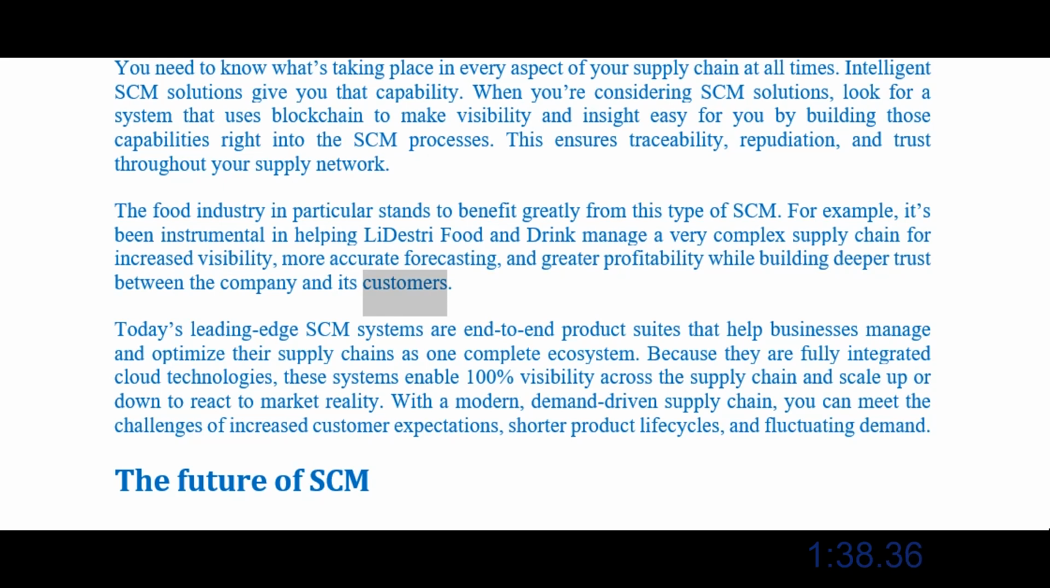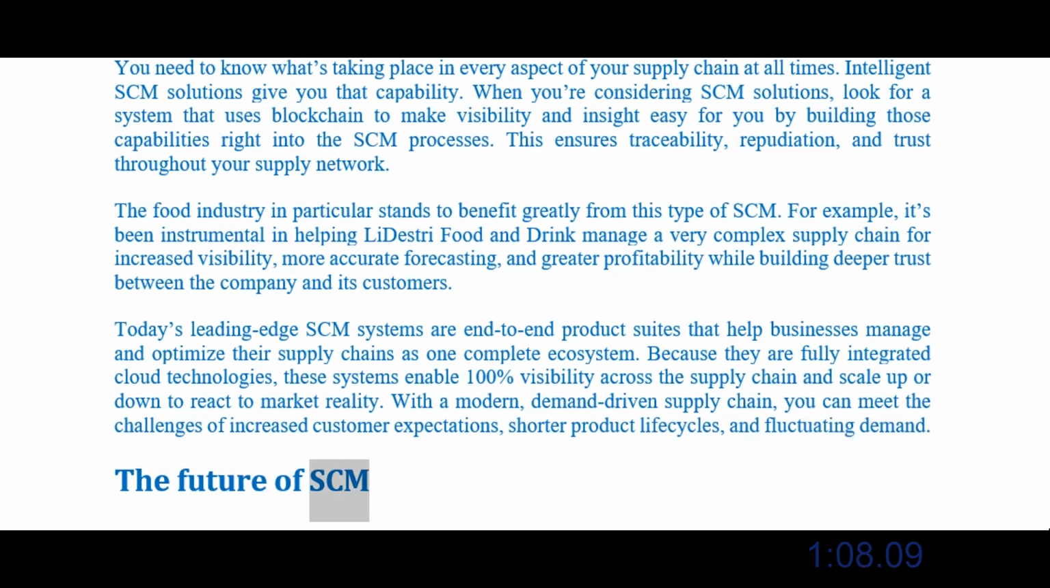Today's leading-edge SCM systems are end-to-end product suites that help businesses manage and optimize their supply chains as one complete ecosystem. Because they are fully integrated cloud technologies, these systems enable 100% visibility across the supply chain and scale up or down to react to market reality. With a modern, demand-driven supply chain, you can meet the challenges of increased customer expectations, shorter product life cycles, and fluctuating demand.